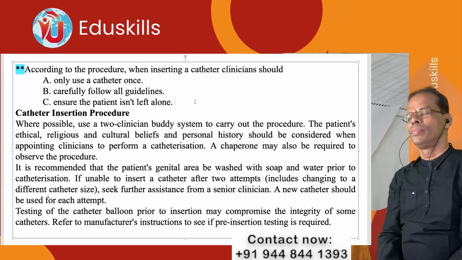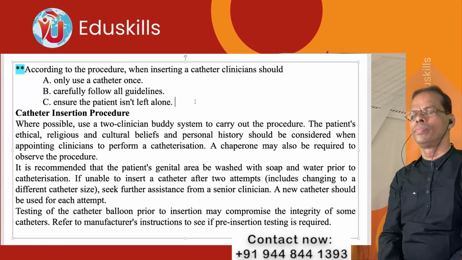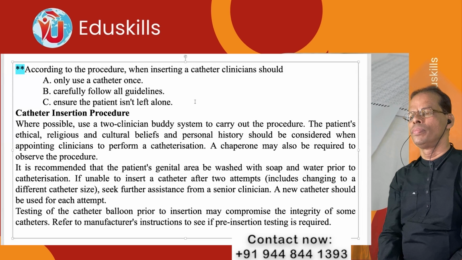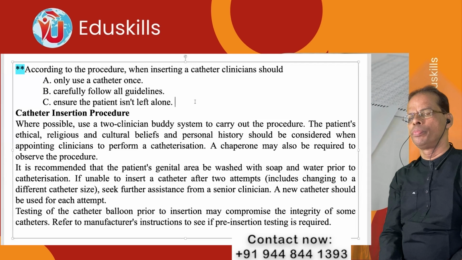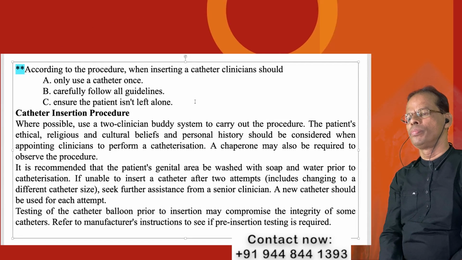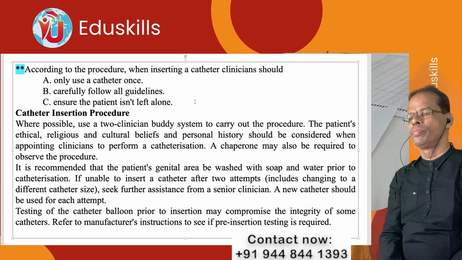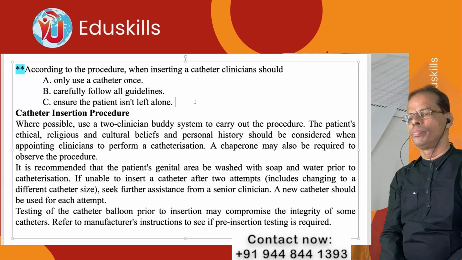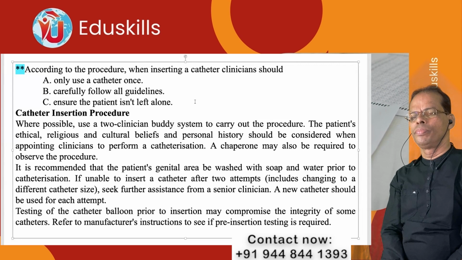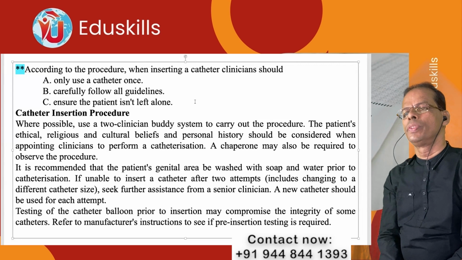It is recommended that the patient's genital area be washed with soap and water prior to catheterization. If unable to insert a catheter after 2 attempts, which includes changing to a different catheter size, seek further assistance from a senior clinician. A new catheter should be used for each attempt. Testing of the catheter balloon prior to insertion may compromise the integrity of some catheters. Refer to manufacturer's instructions to see if pre-insertion testing is required.